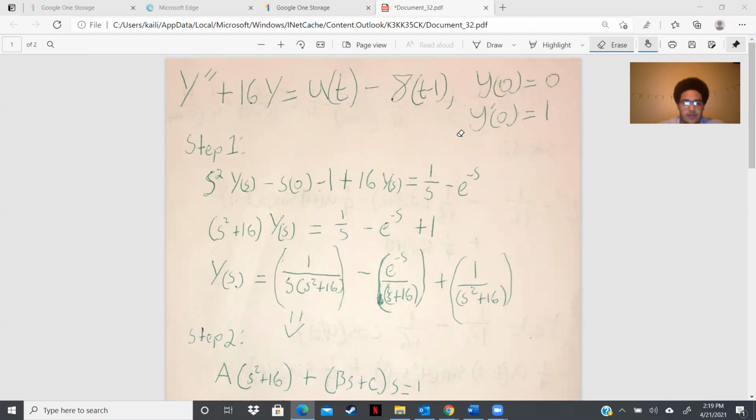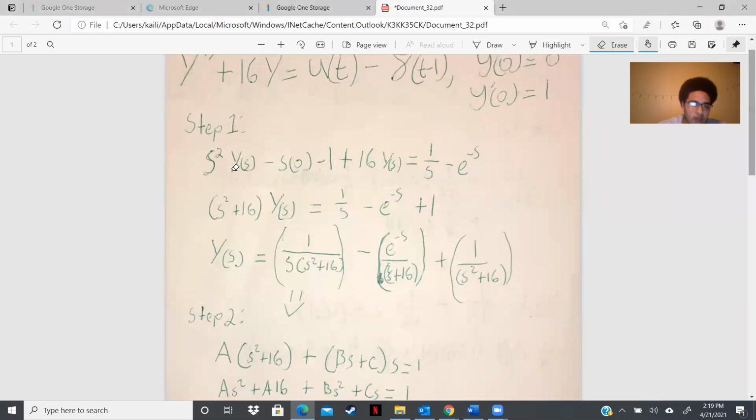Step 1, we're just going to do the Laplace transform on this equation. The y double prime is going to be s squared Y of s minus s times the given variable y of 0, which is 0, so that just cancels out, minus the given variable y prime of 0, which is 1. Then we jump over to our next term, 16y, which is going to be 16 Y of s. It is equal to the Laplace transform of the right-hand side, which will be as follows.